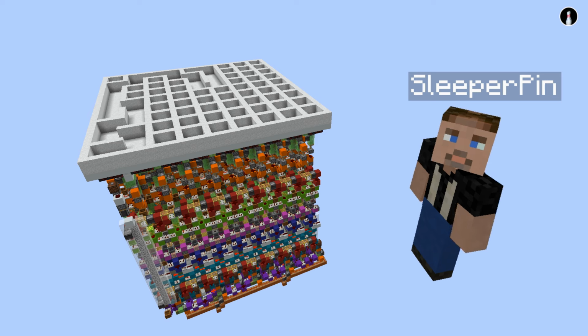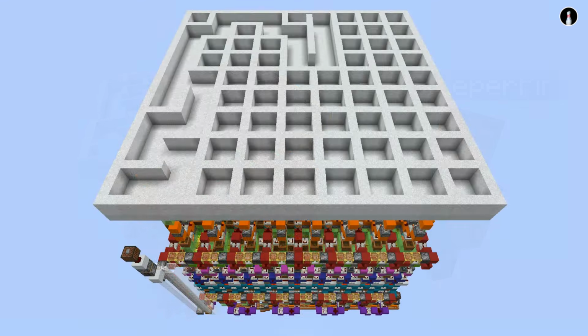Behind me is my randomized spanning tree maze generator. It generates what is known as a perfect maze. A perfect maze is a maze with no loops, and there is only one path from any one point to any other point. The maze is generated using the hunt and kill maze algorithm.